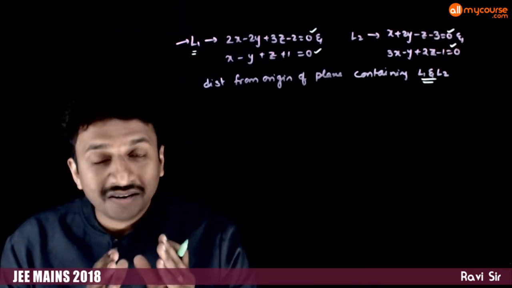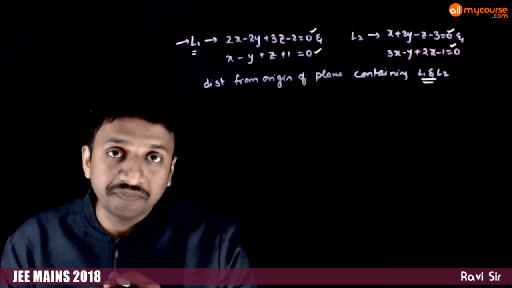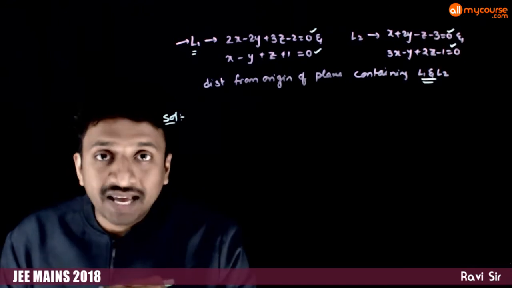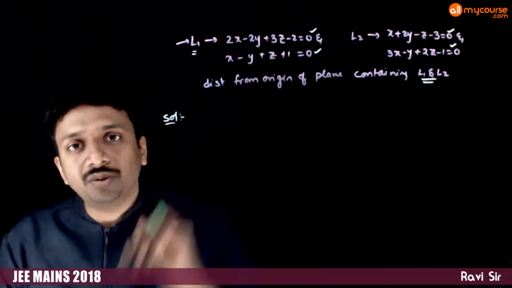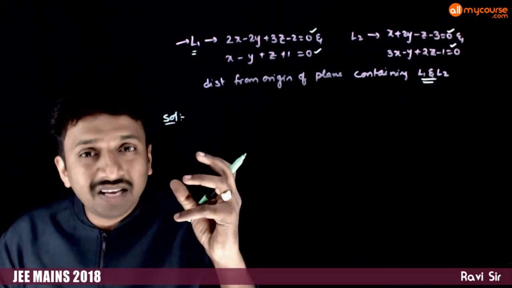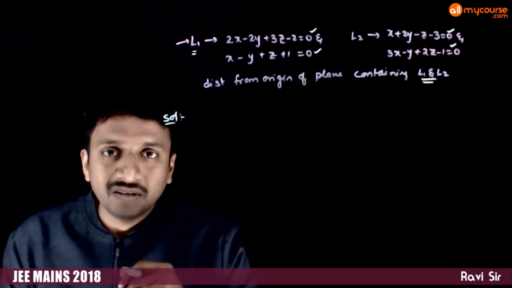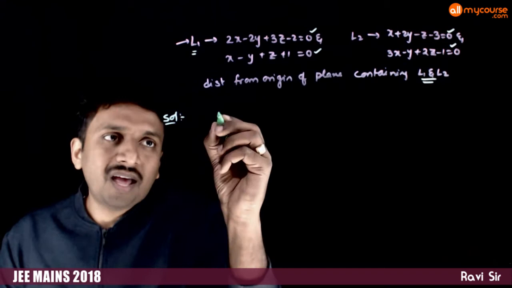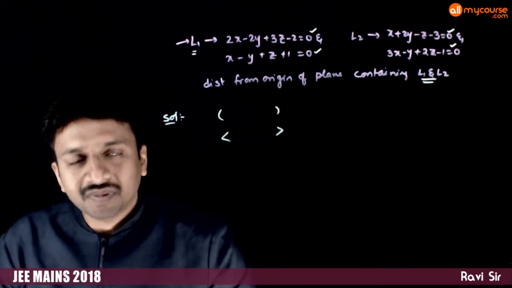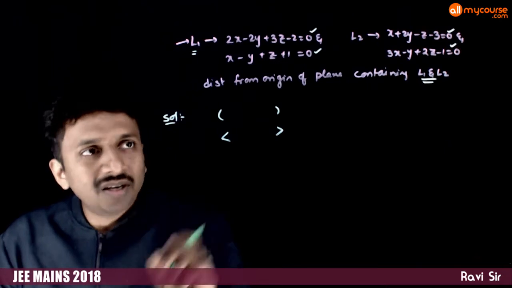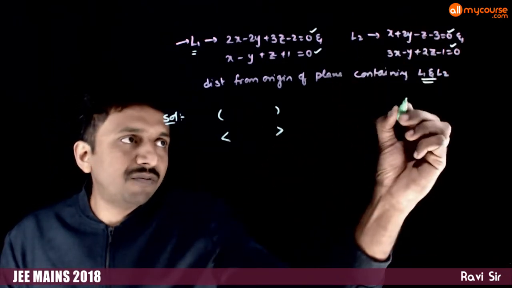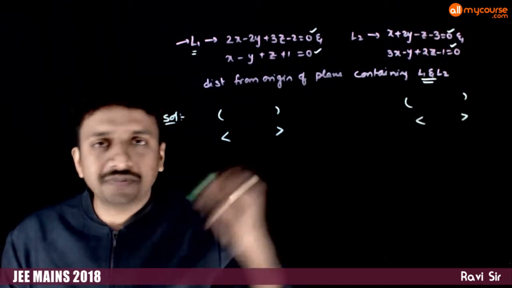We have 4 different things to do in this question. So first, let us try to find the line of intersection of these two planes. You don't need to find the equation of the line. You just need to find a point on the line and the direction of the line. If you find these two, you know everything about the line. Similarly, here also you need to find the point and the direction.